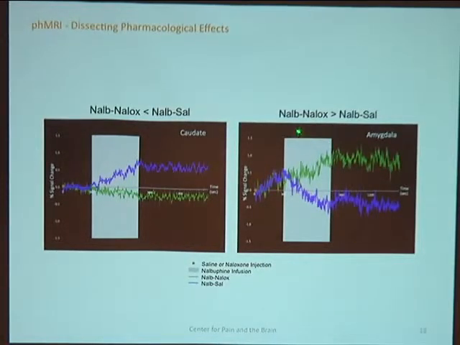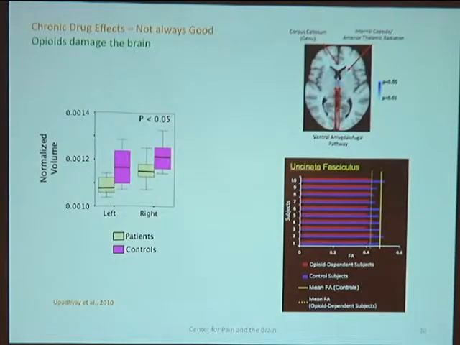And in other regions, you see opposite effects, and this is shown in the amygdala. And really the summary for us is that you can use pHMRI or pharmacological MRI to take any drug and look at its effects on the brain and even dissect those effects in quite a detailed manner.